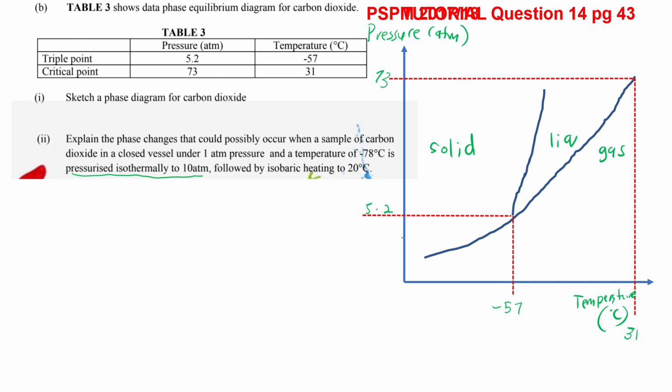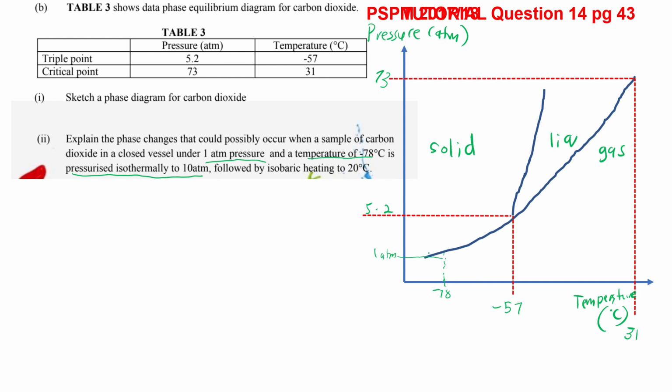Ini katalah sini 1 atm. Lowest bawah lagi sikit. Okay, sini 1 atm. 1 atm, temperature negative 78. Negative 78 sini. Okey. Sebab kita tak plot, jadi kita agak-agak lah.